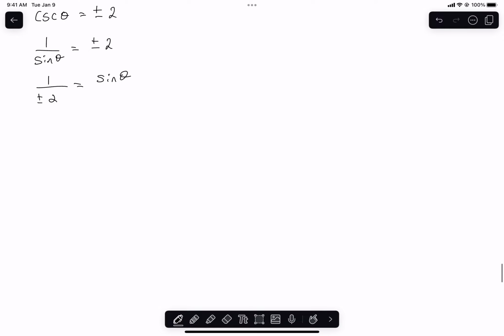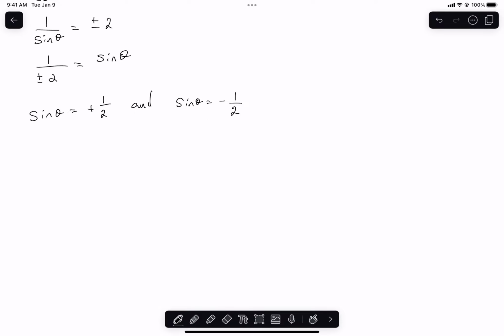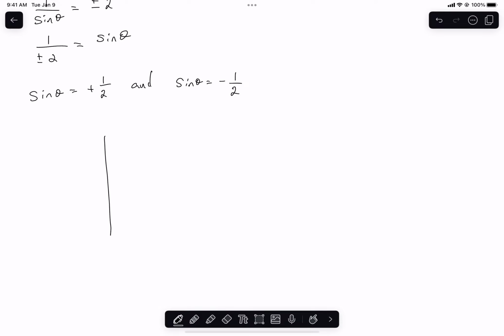And so we end up at the same position as the last question. We get sine theta has to equal positive 1/2, and sine theta has to equal negative 1/2. Okay, and what we're going to do now is figure out where from 0 to 360 these are true. And so I think, again, you could predict that we're going to end up with 4 answers. I'm just going to draw 4 triangles here.